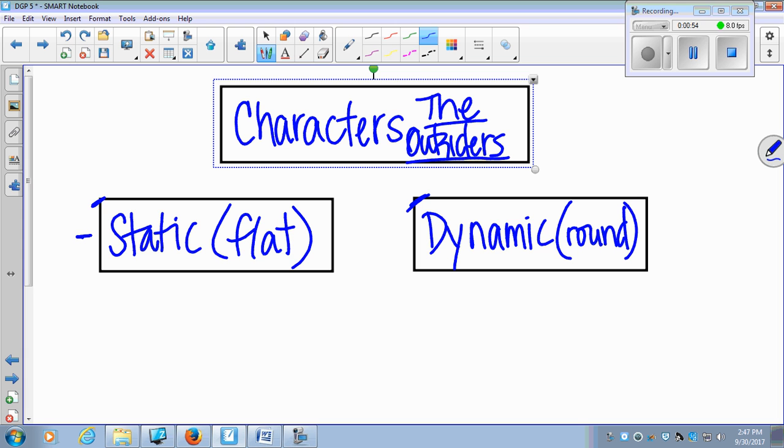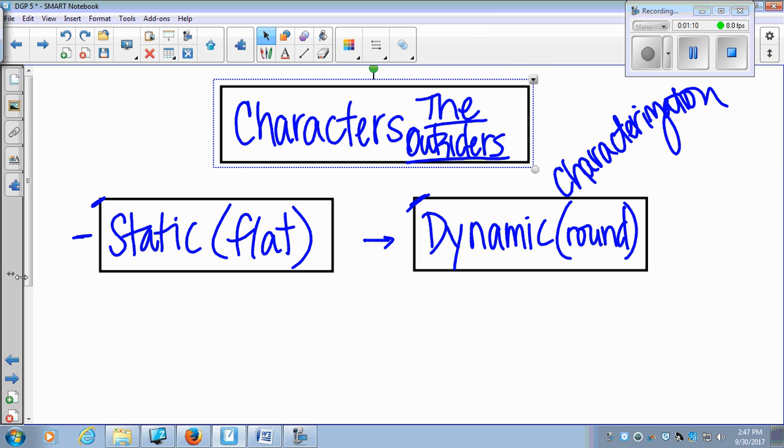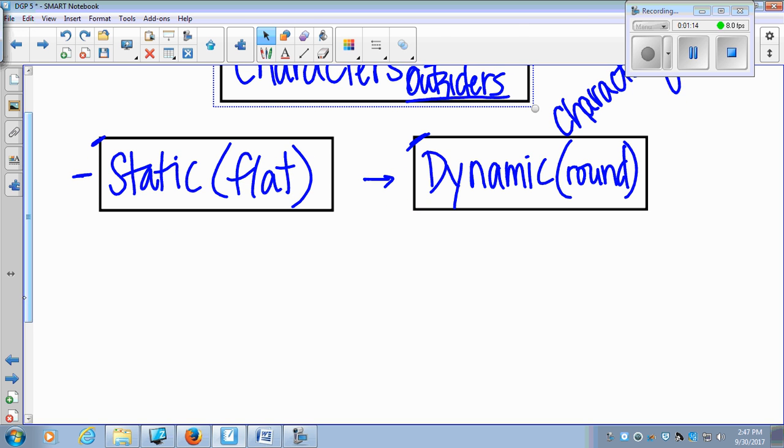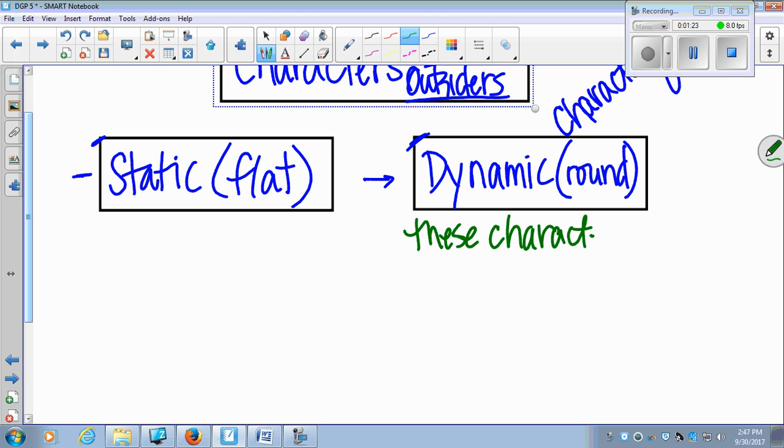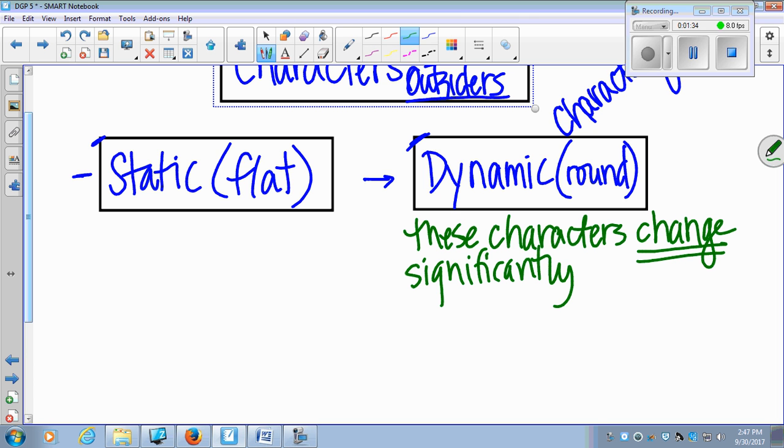Now these characters, both static and dynamic, help you with the characterization of characters in the novel. Let me scroll on down a minute here for you. Dynamic characters are the characters who change. These characters change, and this is your key word, significantly, during the story.